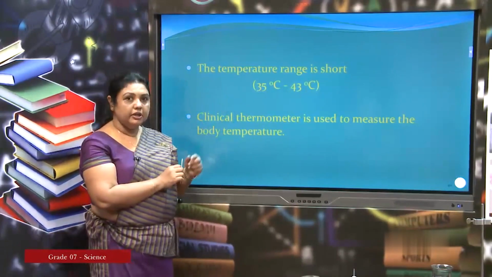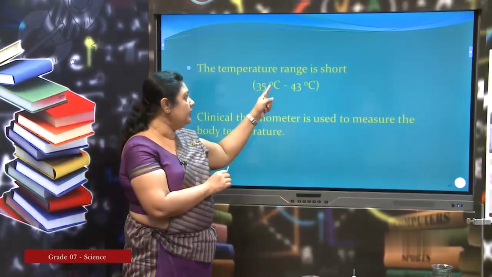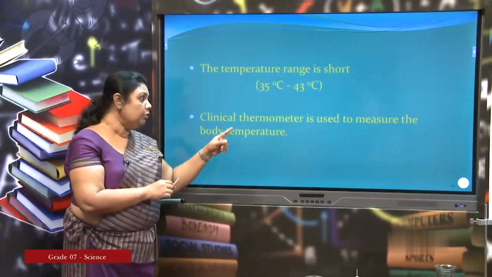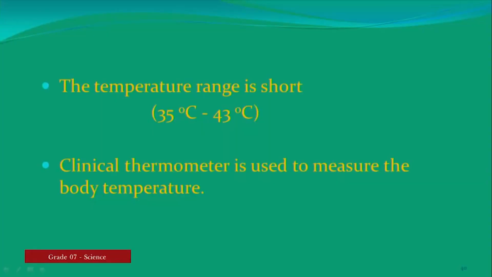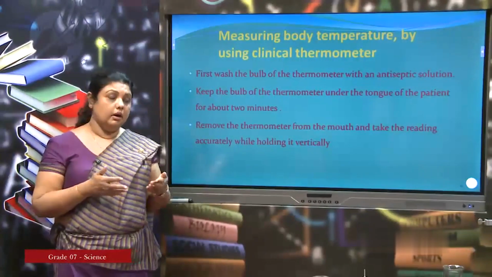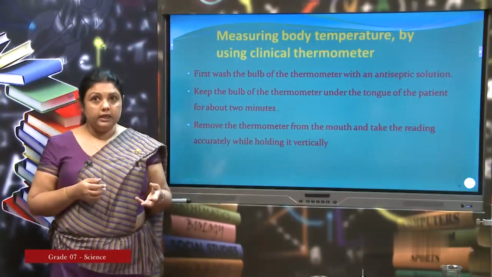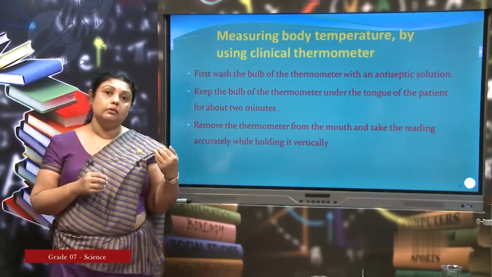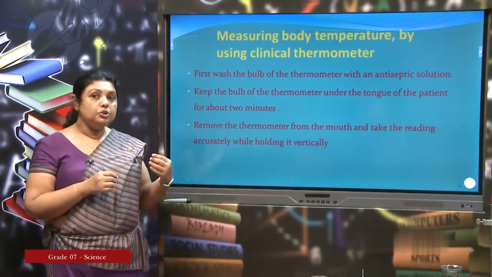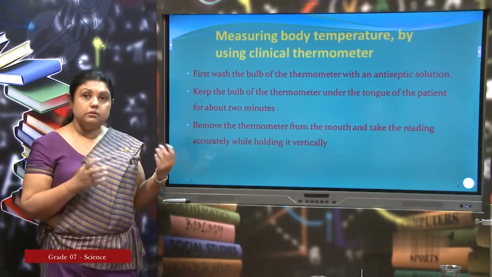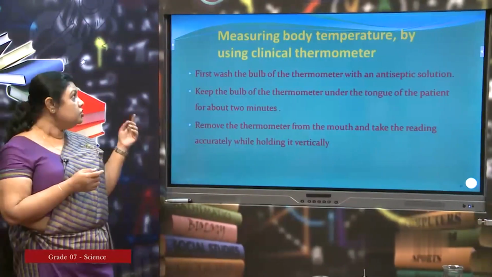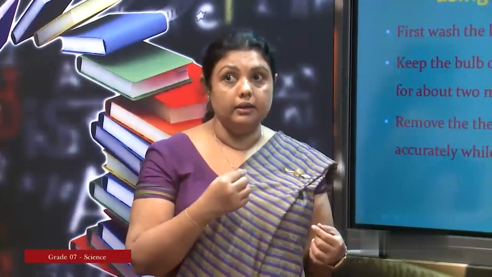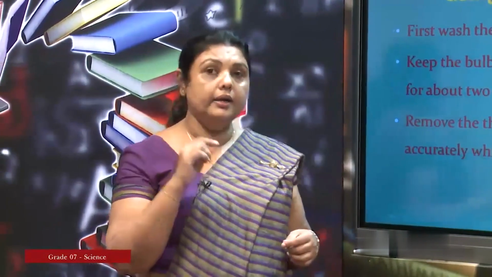Right. Here the temperature range you should know, 35 degrees Celsius to 43 degrees Celsius, and the clinical thermometer is used to measure body temperature. There is a method. You can't use the clinical thermometer however you like, especially these days. These days it's much better if you don't put it into your mouth. Usually you can keep it under your armpit, especially for babies. If not, the best place to take your temperature is under your tongue. Keep the mercury bulb under your tongue.